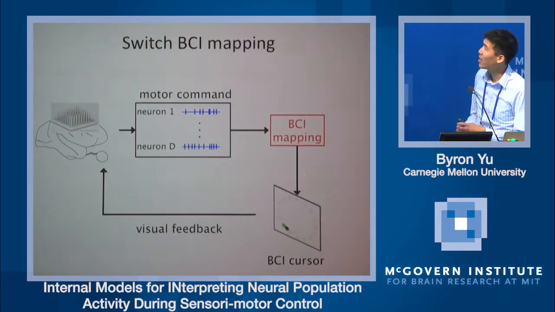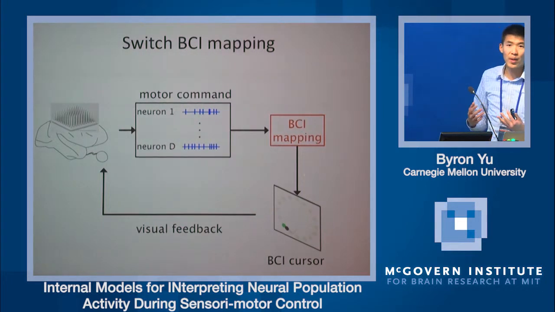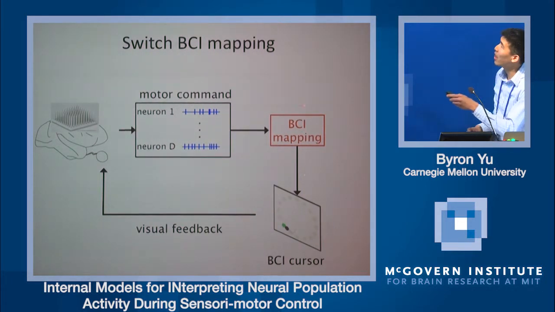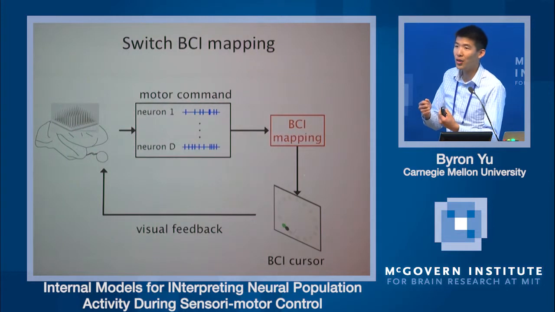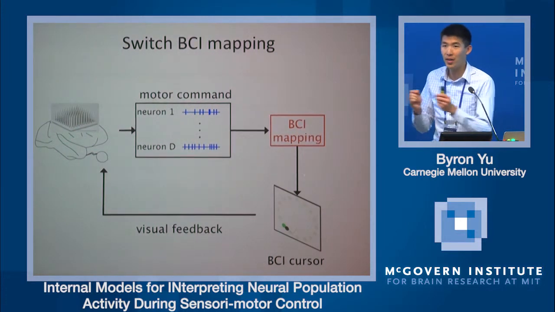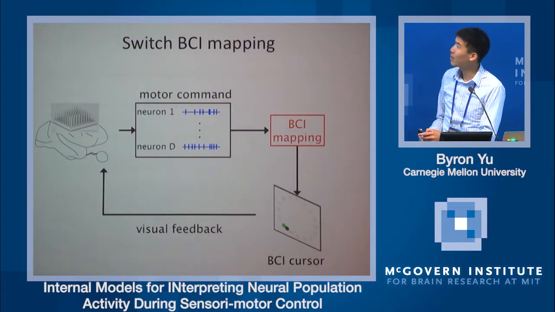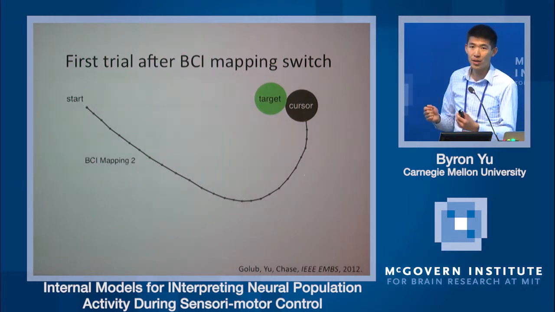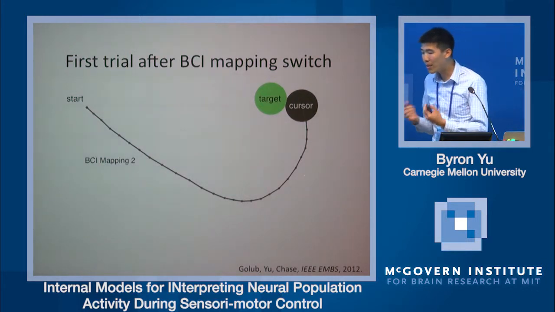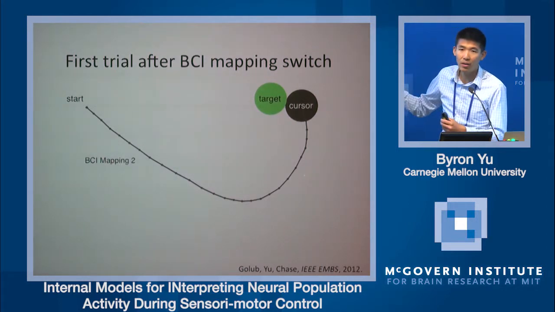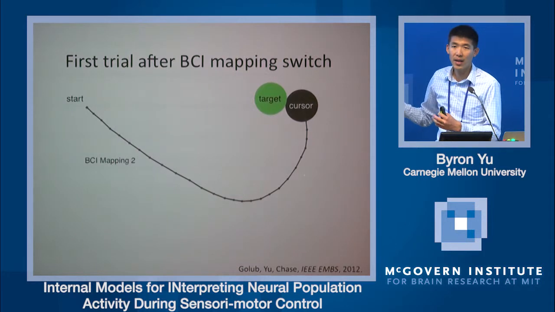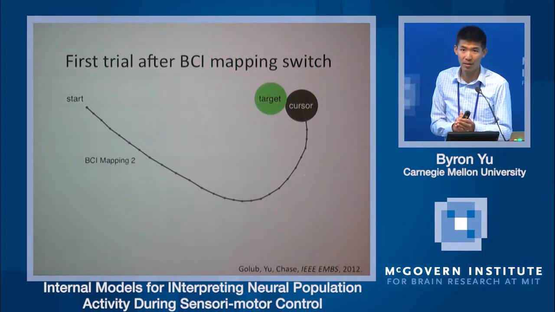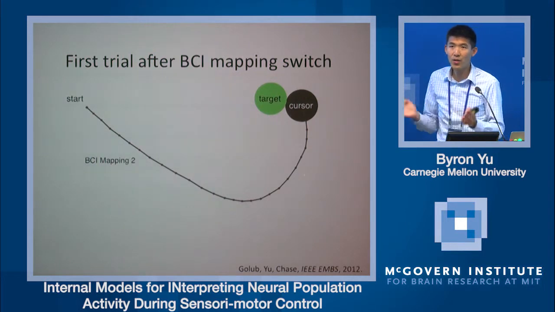The second line of evidence is by leveraging an aspect of BCIs, which is changing the BCI mapping. Because we as experimenters can change the relationship between the neural activity and the cursor velocity. So that's what we did. What I'm showing you here is the first trial after this mapping was switched. Our hypothesis was that the animal on this trial would still be using an internal model appropriate for the first mapping, because the change was made unbeknownst to the animal.